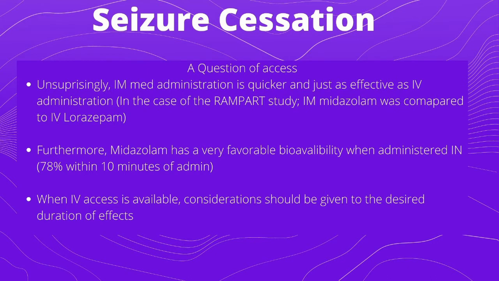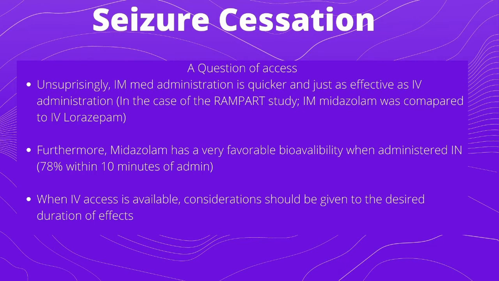Intranasal administration also excels insofar as it doesn't require the use of a needle, which again can be a lot more pragmatic in the case of someone actively seizing, lessening the chances of an accidental stick or improper IM administration. So in the situation where IV access is not available, midazolam really should be your go-to with respect to controlling seizures. But what if IV access is available?